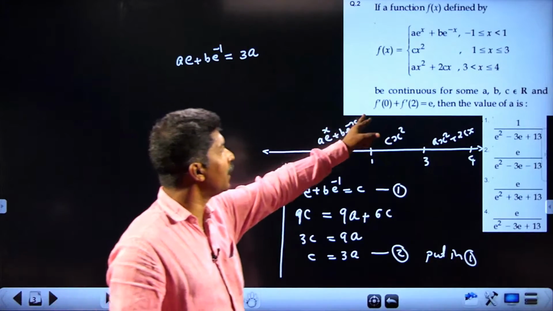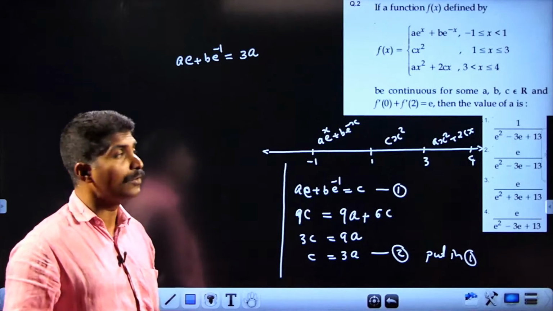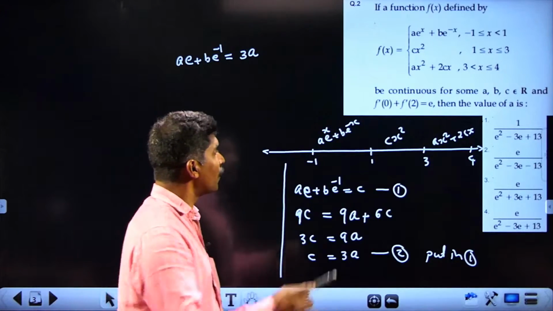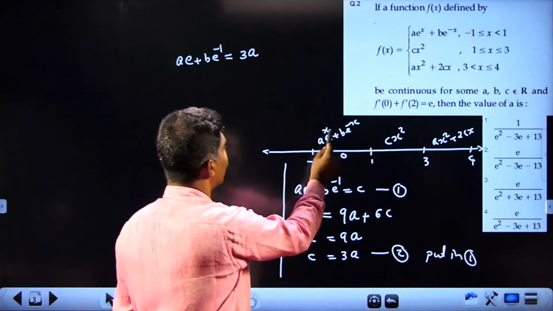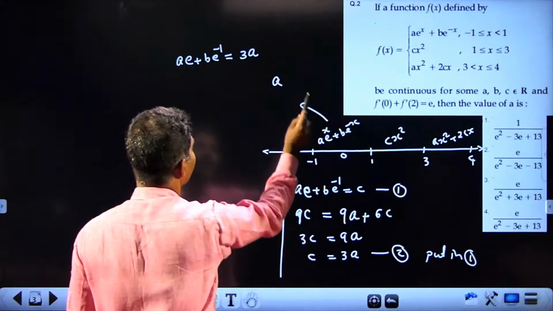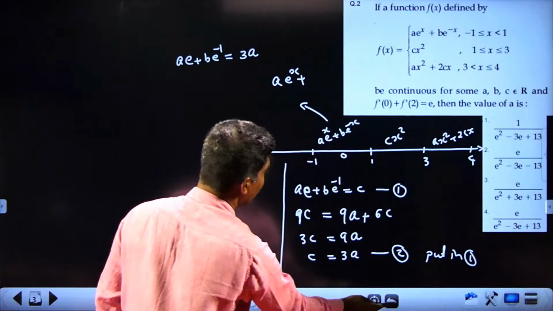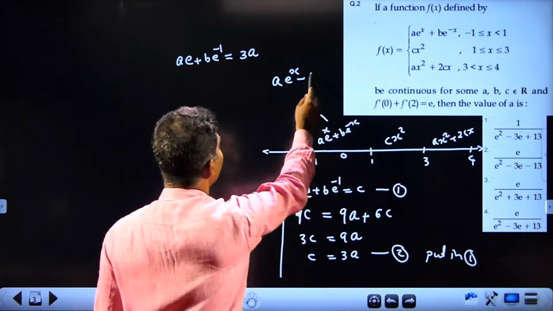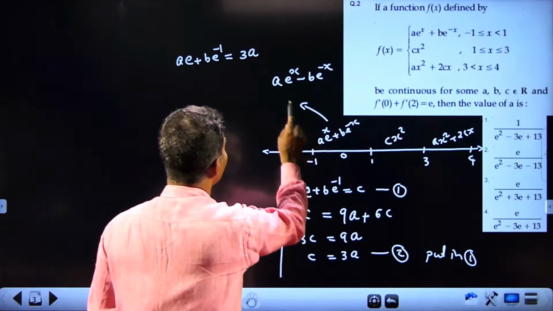So there is one more condition: F dash of 0 plus F dash of 2 is equal to E. For F dash of 0, we can see that 0 is here, so we will differentiate this one. On differentiating, what will you get? A into E raised to x, minus B into E raised to negative x, and putting x equal to 0, you will be getting F dash of 0.